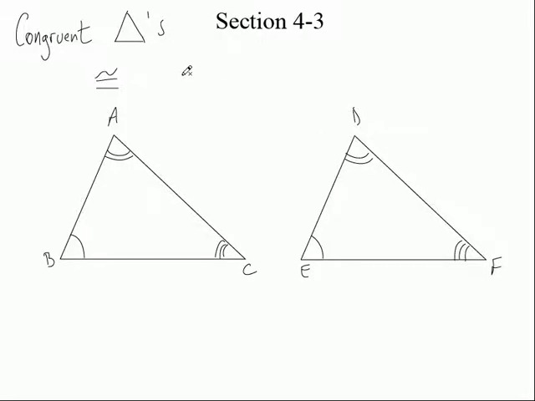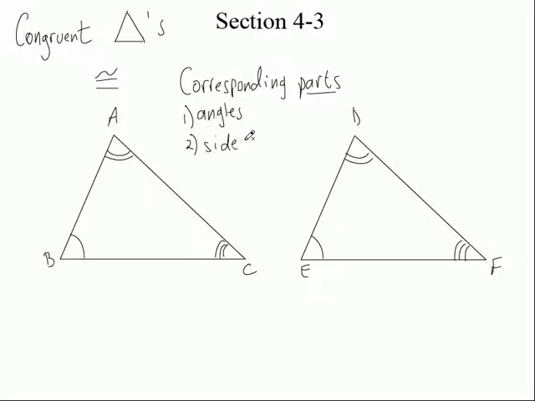I'm going to throw another word at you, a word that you've seen before, but we're using it a little bit differently. These are called corresponding parts. Now we're going to be using that phrase every once in a while. So corresponding parts. And when I say parts, what parts do we have of a triangle? We have basically two parts: angles and sides.